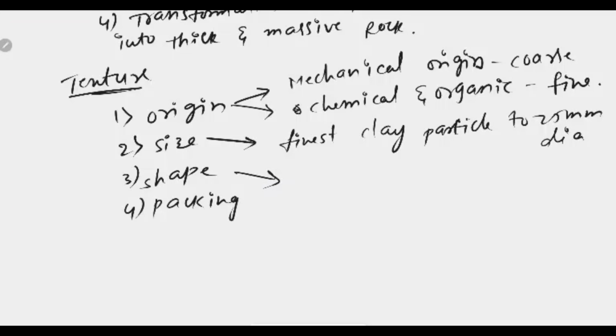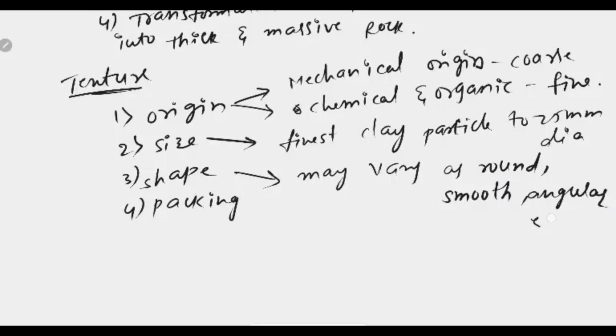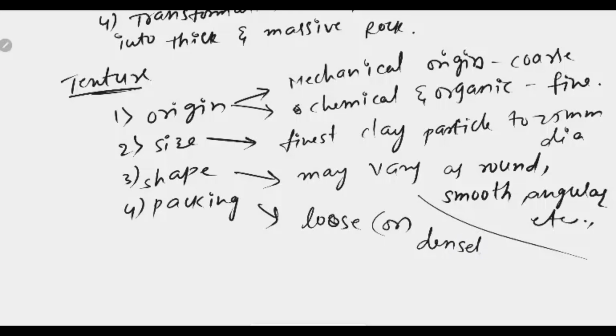Next, shape of the grains. It may vary as round, smooth, and angular also. Packing of the grains may be loosely packed or densely packed.